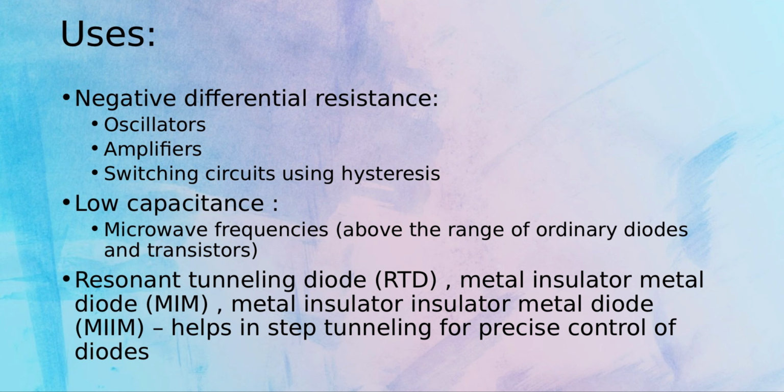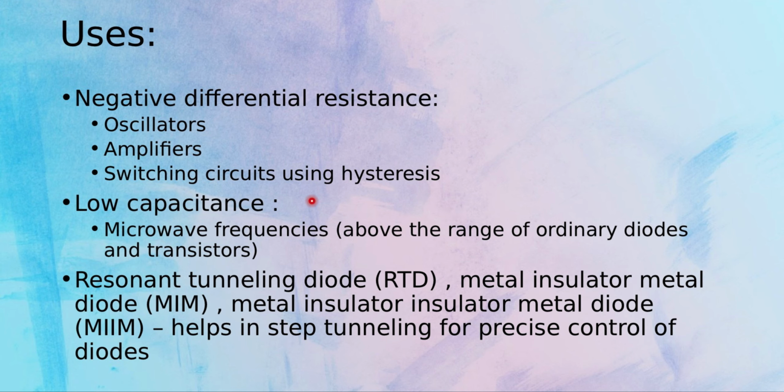Where are these tunnel diodes being used? We know that they operate in a negative differential resistance, and because of this character, they are used as oscillators and amplifiers. Amplifiers are those that are used to amplify or increase the signal. They are also used for switching circuits using hysteresis. They also have low capacitance. Capacitance is the ability to store charge. And because they have low capacitance, they are used in microwave frequencies above all the ranges of any ordinary diode or a resistor.